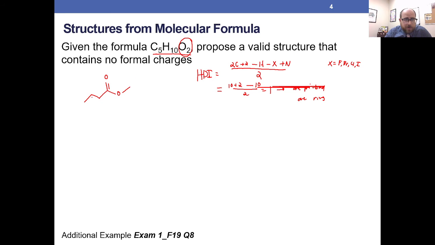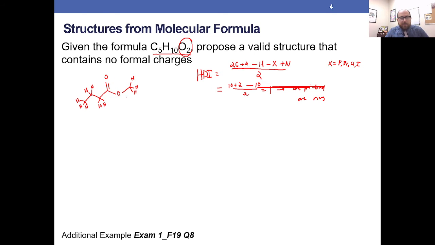So again, 1, 2, 3, 4, 5 carbons, 2 oxygens. And then if I count up the number of hydrogens, it's good to confirm that we have the correct number of hydrogens. So I'm going to fill those in here. On my terminal methyl group, I have 3 hydrogens, so that would be 3. I have 2 hydrogens here, so that would be 5. 2 here would be 7, and another 3 would get me to 10 hydrogens. So that is one structure.